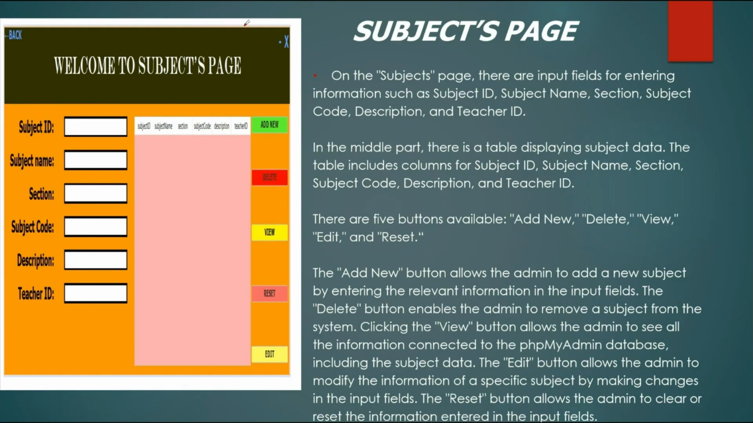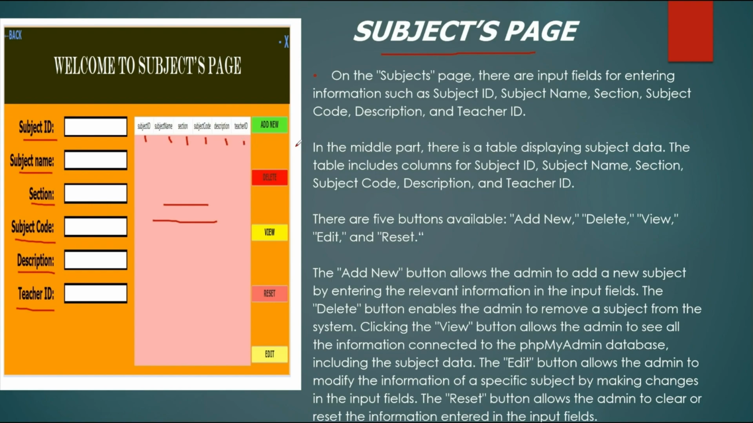Subjects page. On the subjects page, there are input fields for entering information such as subject ID, subject name, section, subject code, description, and teacher ID. In the middle part, there is a table displaying subject data. The table includes columns for subject ID, subject name, section, subject code, description, and teacher ID.